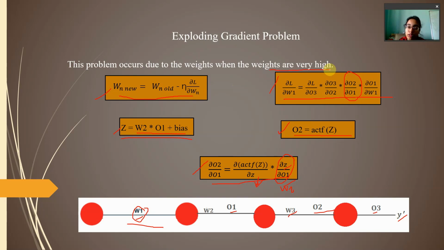Due to these two problems, the vanishing gradient problem and the exploding gradient problem in the sigmoid function, the ReLU activation function came into existence. I will be discussing the ReLU activation function, and also the leaky ReLU and the softmax activation function, in my next video.